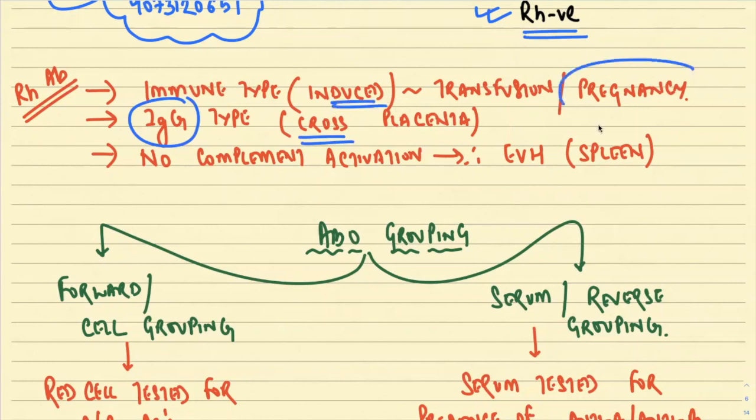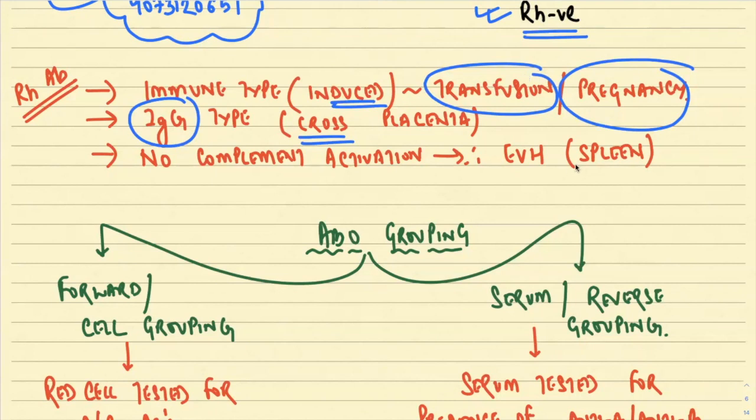Remember, it is the inducible variety. It occurs with pregnancy or with transfusion. If an Rh negative mother becomes pregnant with an Rh positive fetus, the Rh positive blood of the fetus can go into the mother and induce the formation of anti-D. That is why it is an inducible antibody, and any inducible antibody will be of IgG nature only.